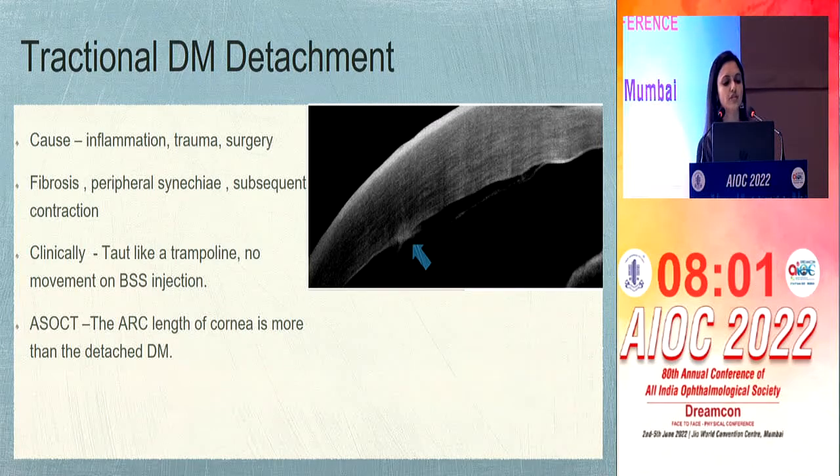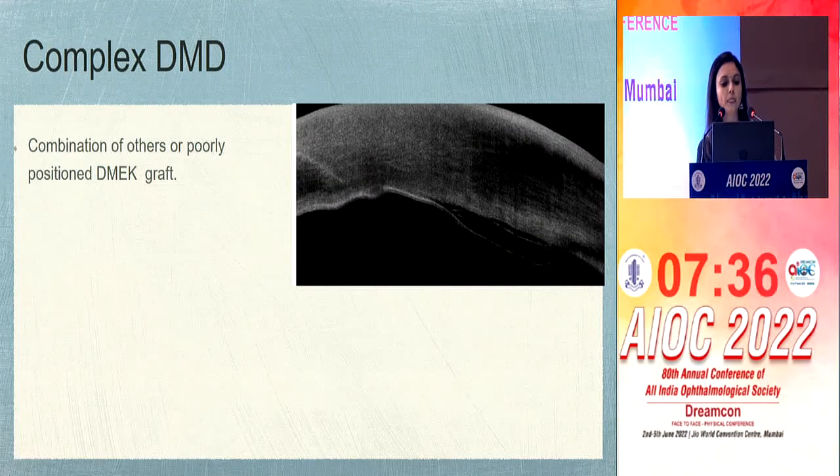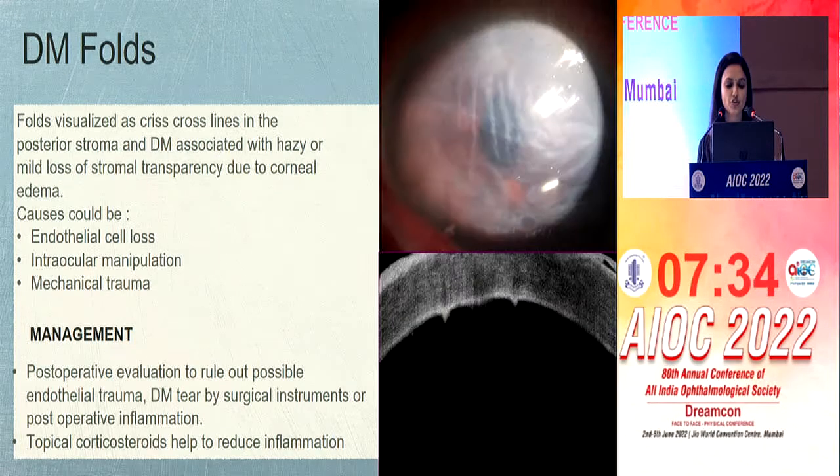Usually secondary to inflammation, trauma, surgery. There's fibrosis, peripheral synechia, subsequent contraction. And it's taut, like a tarpaulin, and there's no movement on BSS injection. On an ASOCT, the arc length of the cornea is more than the DM. In bullous, it's exactly the opposite. It can be because of a disease process, infection, or inflammation, and it's seen as a convex membrane bulging in the anterior chamber. And in complex, you can have a mixture of all of these.